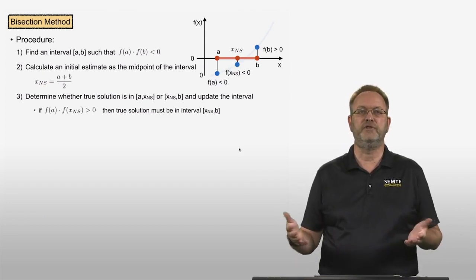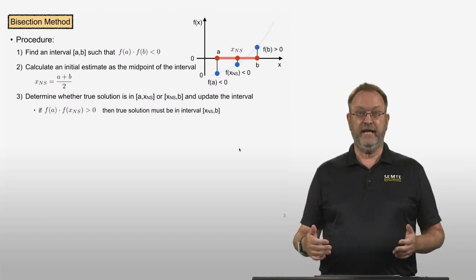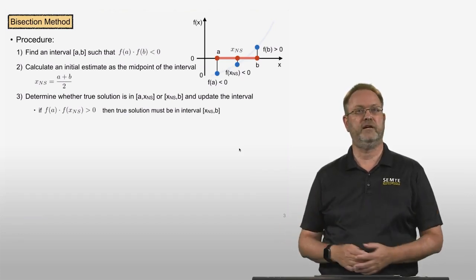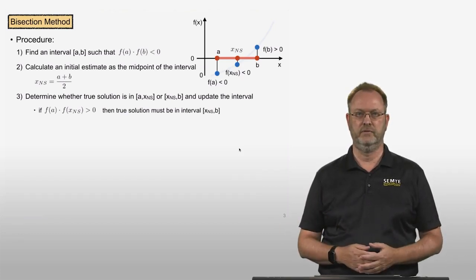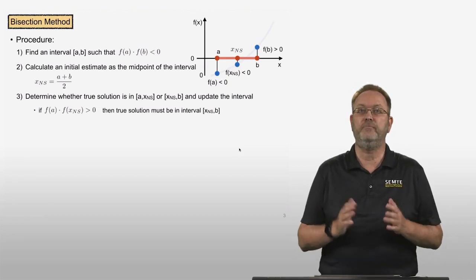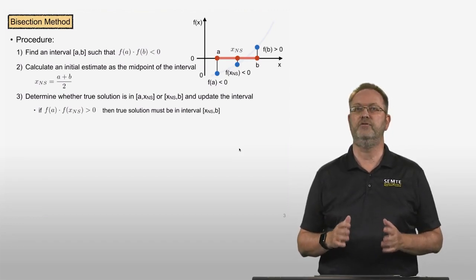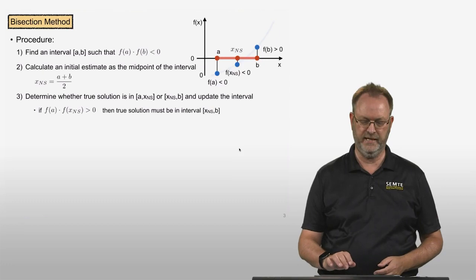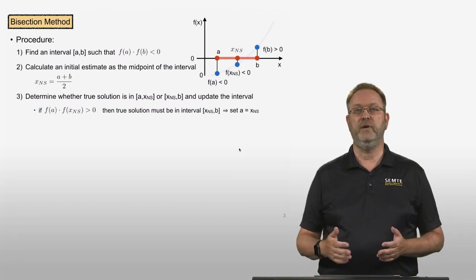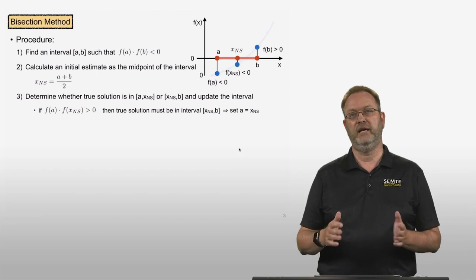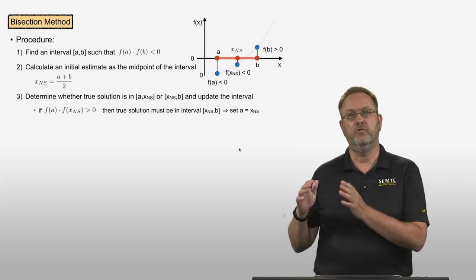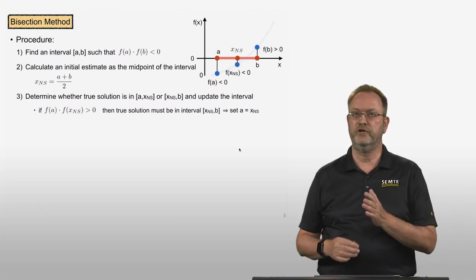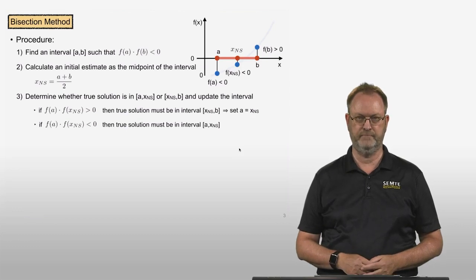So here are the three options that we have. If the product of f of a times f at the numerical solution is greater than 0, then the true solution cannot be in this left subinterval. It has to be in the right subinterval, meaning from the numerical solution to the original right bound b. And in that case, we move the subinterval over and concentrate on the right portion of the original subinterval, meaning we move the left bound over to the numerical solution, which is the midpoint.